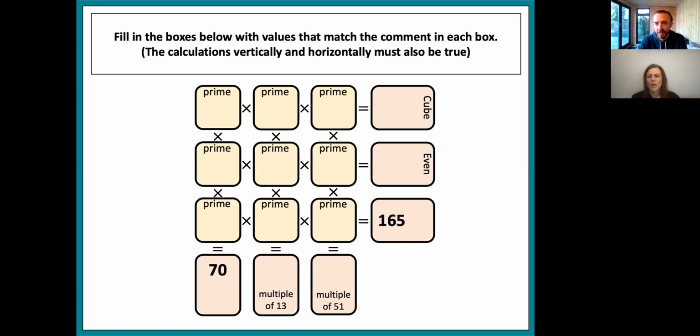And if they don't, you can say, okay, what sort of numbers would I need to have to produce a cube? How do we get a cube number? So kind of giving those prompts or starting points for them to work on.